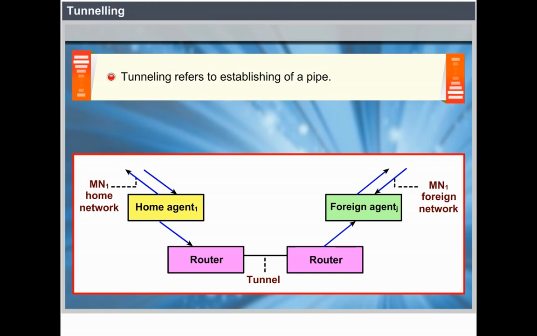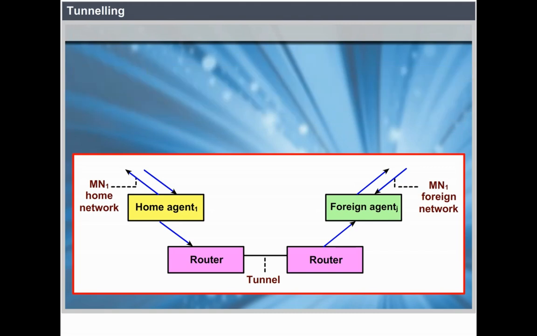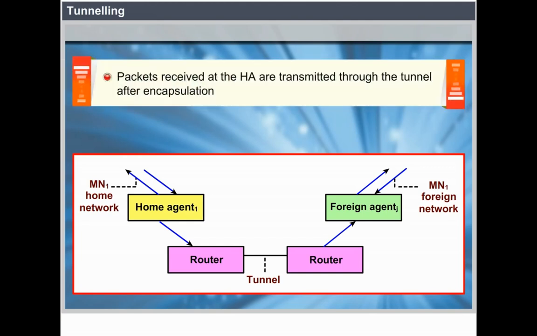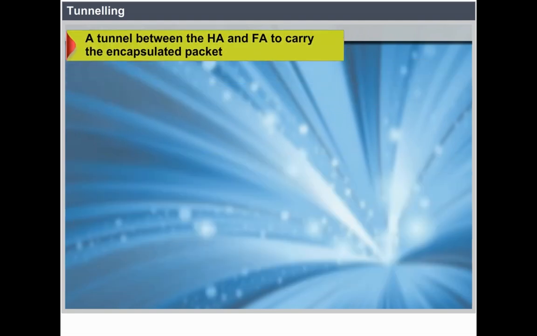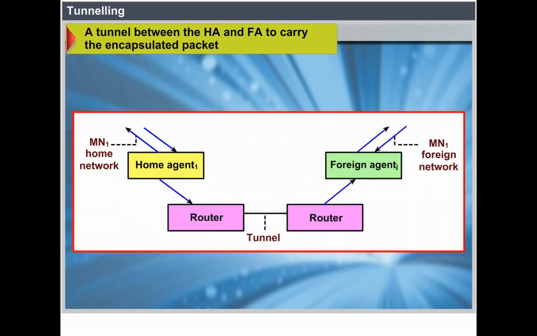Tunneling refers to establishing a pipe. A pipe is a data stream between two connected ends. The data stream is inserted from one end and retrieved as FIFO, first in first out, words from the other end. Packets received at the HA are transmitted through the tunnel after encapsulation. The figure shows a tunnel between the HA and FA to carry the encapsulated packet.